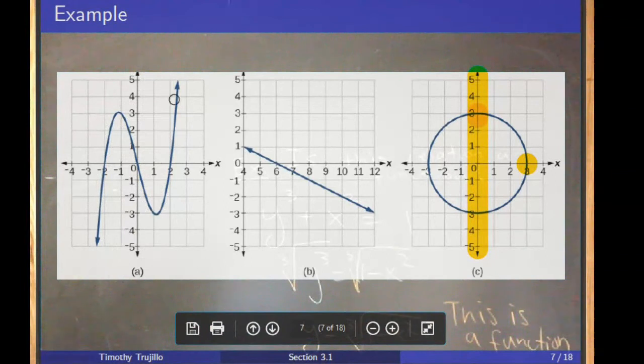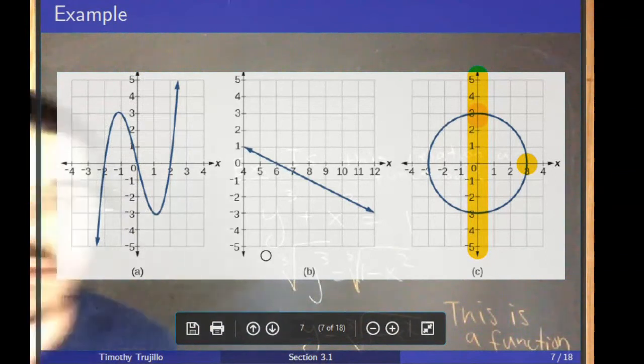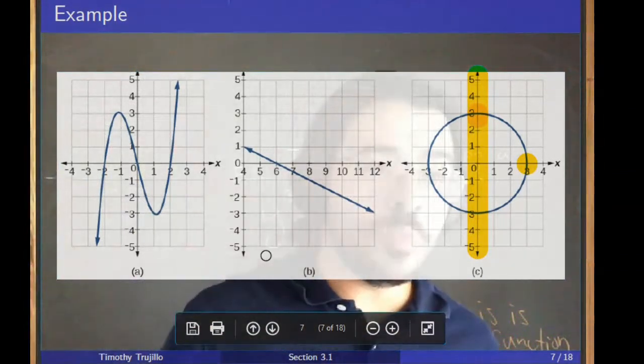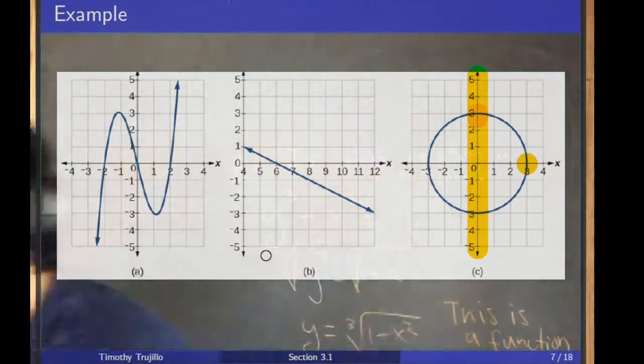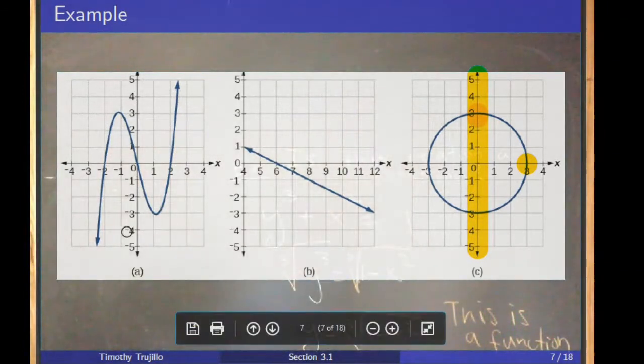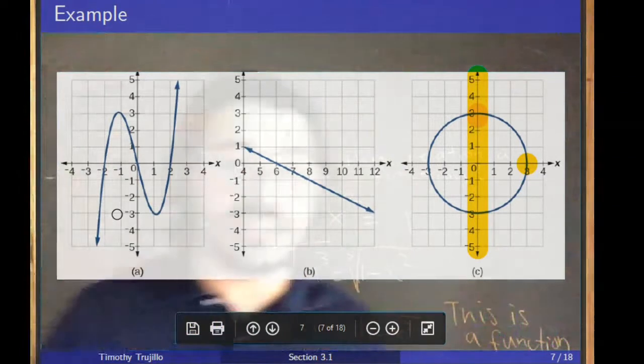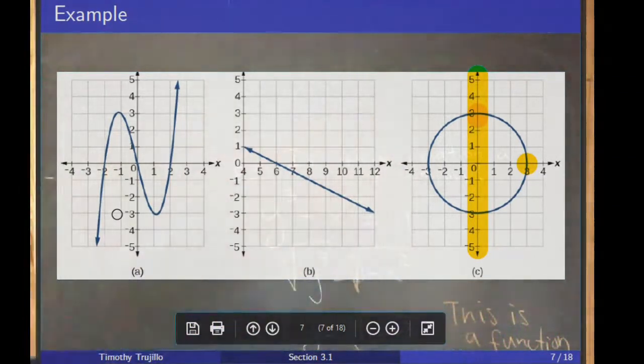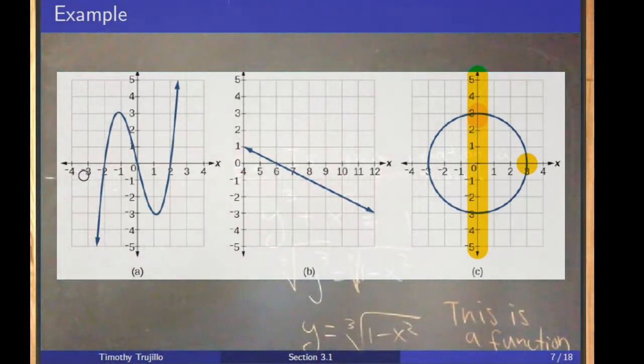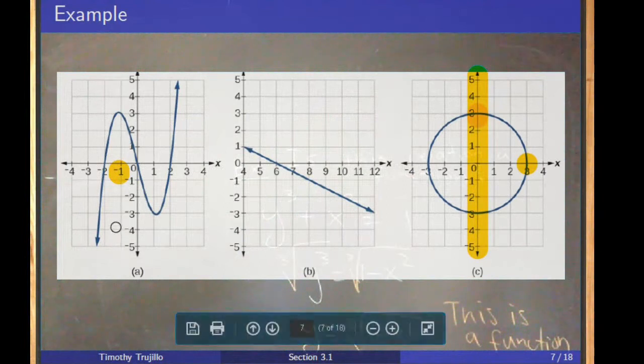Every single vertical line that you draw intersects the graph in at most 1 place, right? There's no places where we have 2 or more intersection points. And you can use that to define that machine that we talked about, right? So the inputs are the x-axis. So for example, you could take as an input maybe -1. And what you want to do then is draw the vertical line that passes through -1, that's this line right here, and see where it hits the graph.